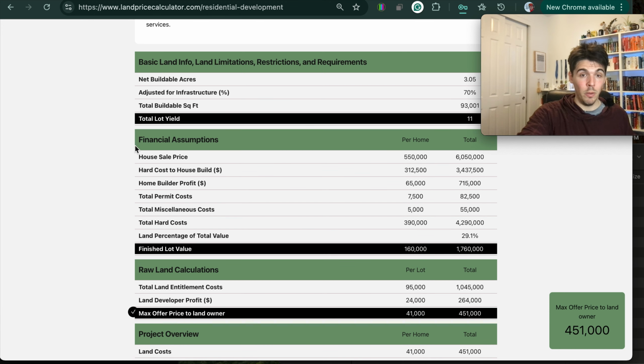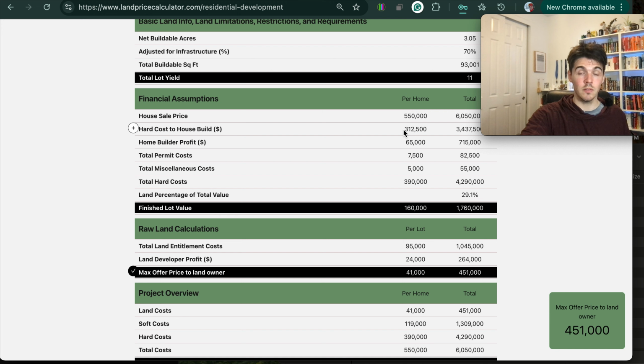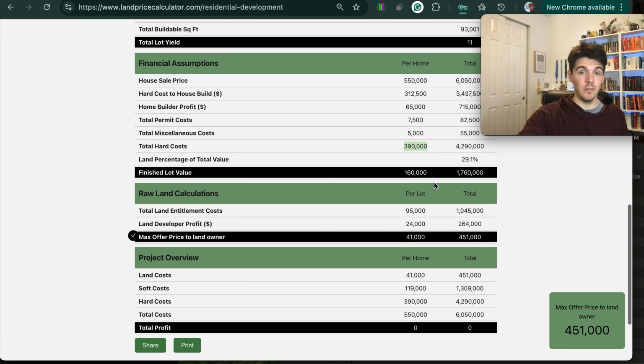Now going down to our outputs, we have house total sale price, $550,000 per house, for a total of $6 million. Our hard costs to build, it's going to be $312,000 per home. Our home builder profit, $65,000. Permit cost, $7.5K. $5,000 for miscellaneous costs. All of the hard costs going in is $390,000. That means the finished lot value is $160,000.